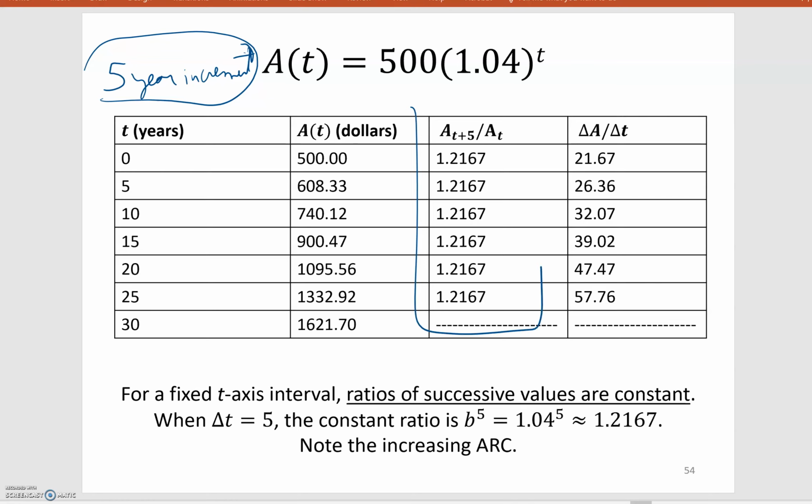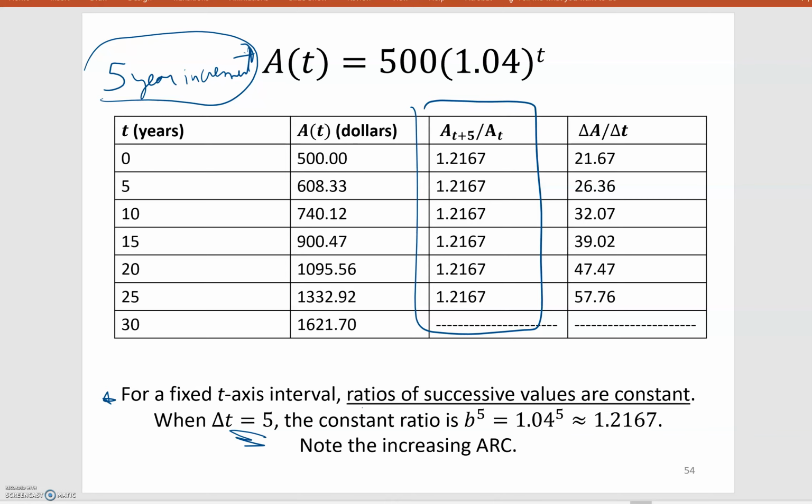But going back to this, as it says down here, for a fixed t-axis interval, ratios of successive values are constant. And when delta t is 5, that constant ratio, what is it? Well, we just take 1.04 and we raise it to the 5th power. And that computes to 1.2167. So these values that you're seeing here are actually b to the 5th. They're all 1.04 to the 5th power.